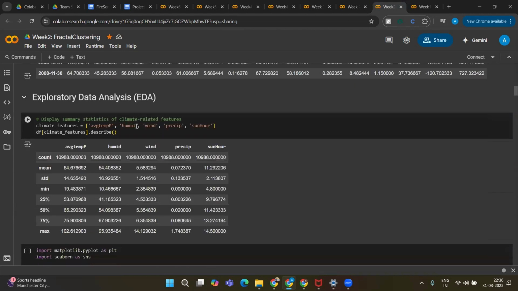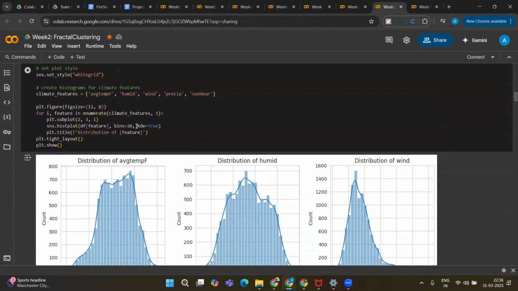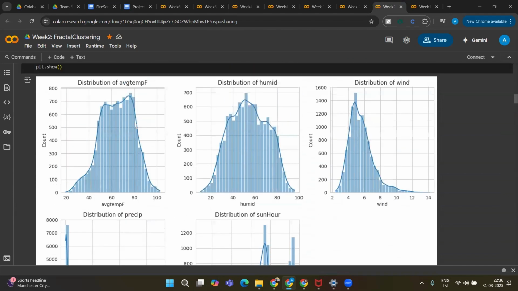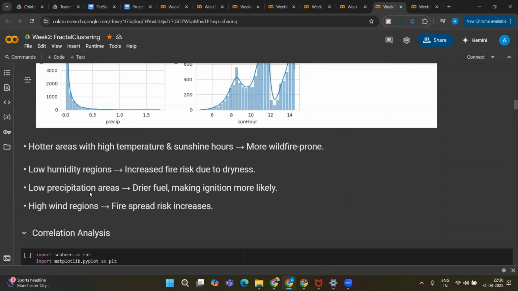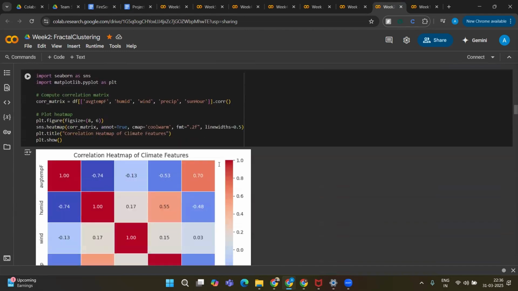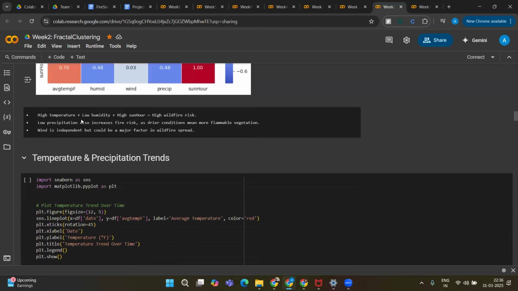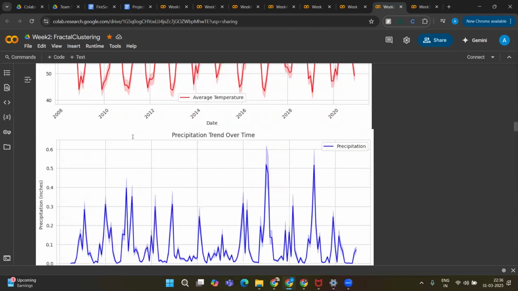And then this is the EDA part where we're just describing all of the data that we have. And then this is the visualization of separate columns that we have, what all distributions there are. And then this is what we concluded from that: hotter areas with high temperature and sunshine hours are more wildfire prone and all of that. So these are a few things that we got. And then this is a correlation heat map that we got from all of the variables that we have. And then these are all the trends over time, precipitation and the temperature.